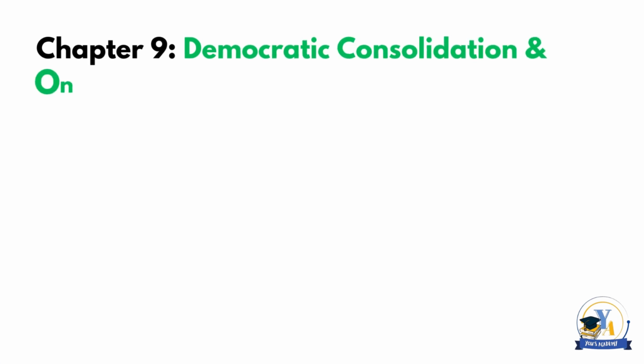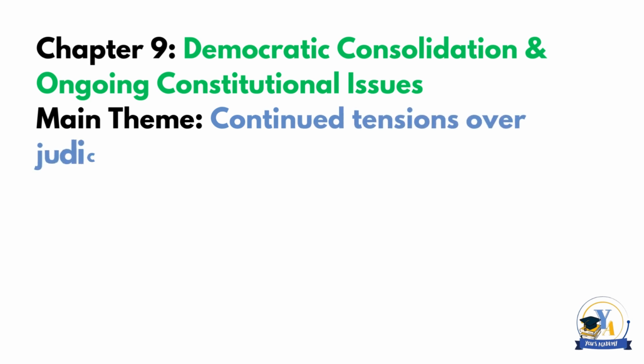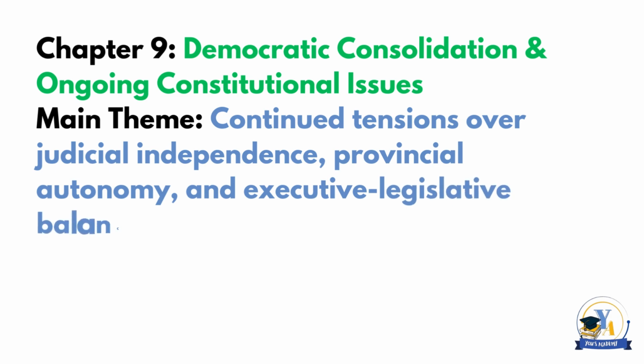Chapter 9: Democratic Consolidation and Ongoing Constitutional Issues. Main theme: continued tensions over judicial independence, provincial autonomy, and executive-legislative balance.